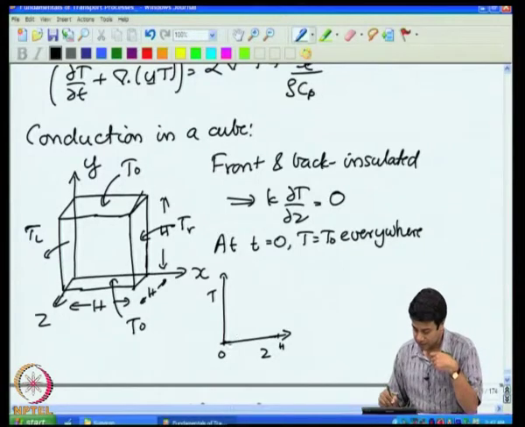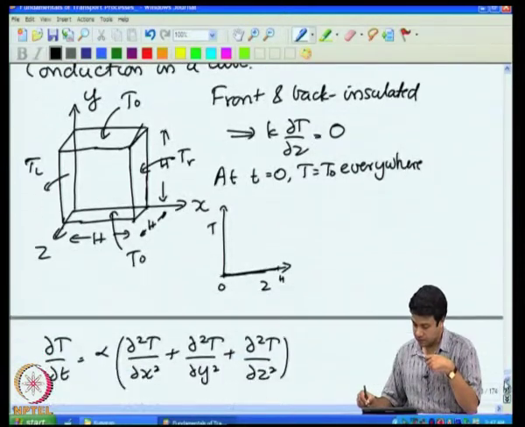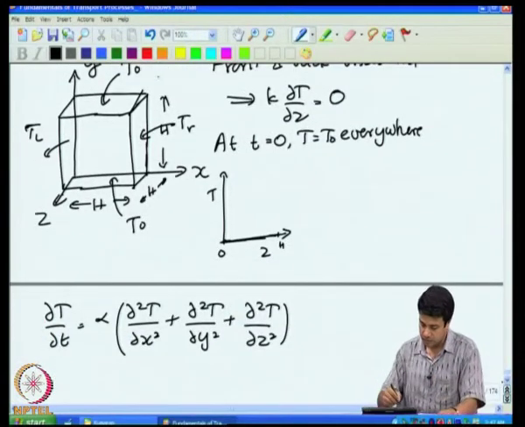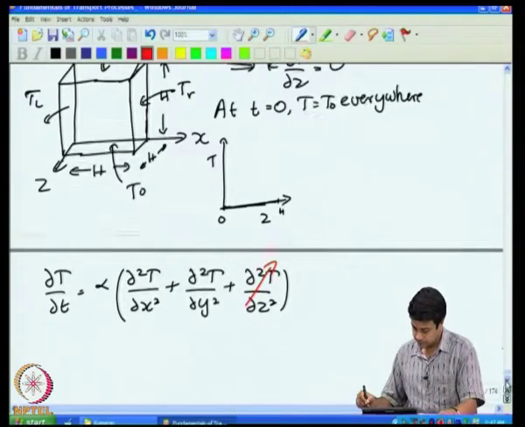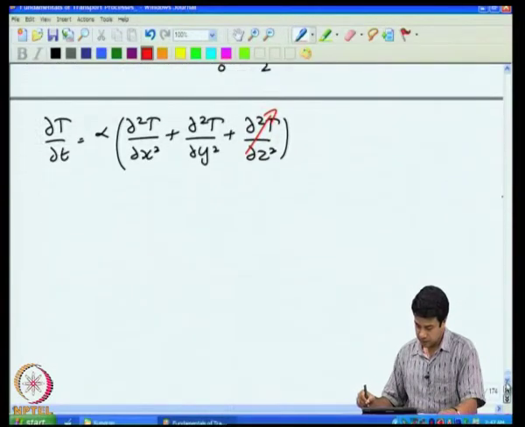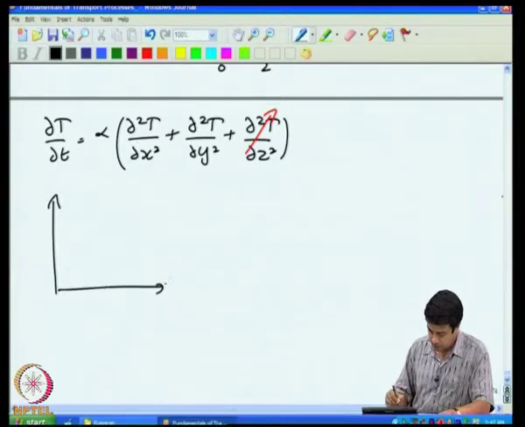So, straight away from the fact that there is no flux on the front and back faces, one can say that there is no dependence of temperature on the z coordinate. So, the variation of temperature with z becomes identically equal to 0, and one can neglect variations in the z direction. In that case it becomes a two-dimensional problem.